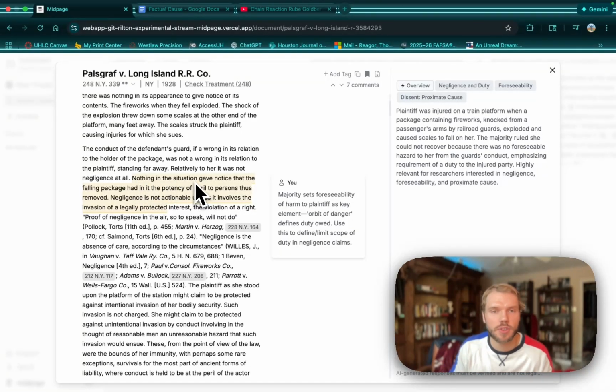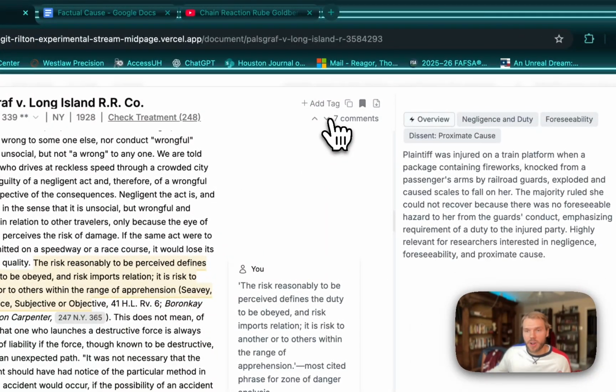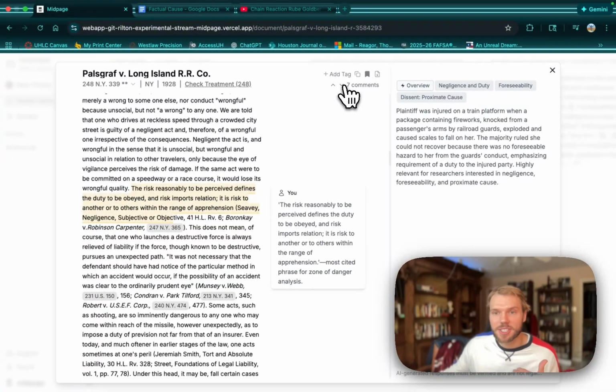So nothing in the situation here gave notice that the falling package had in it the potency of peril to persons thus removed. Negligence is not actionable unless it involves the invasion of a legally protected interest, and proof of negligence in the air, so to speak, will not suffice. So that's something that on your torts exam you could throw in. Negligence in the air is not enough as established in the Palsgraf case, and then that could lead to your discussion of what is enough to establish it.